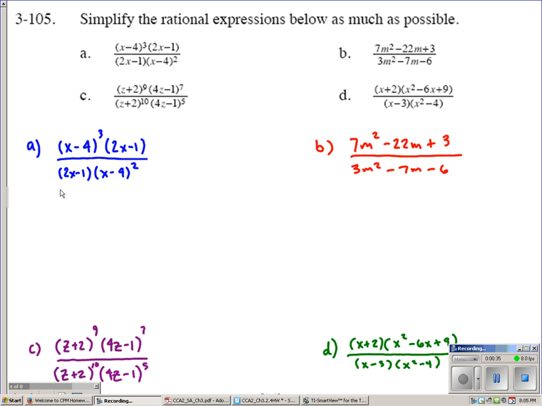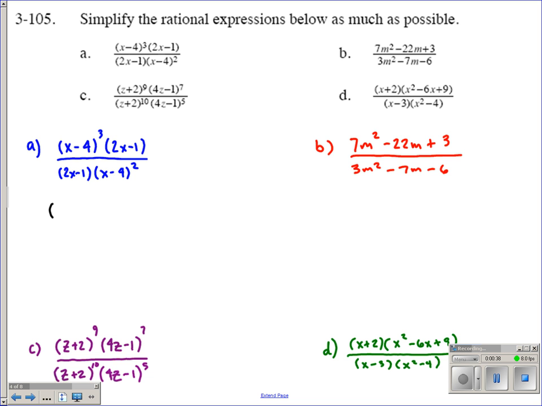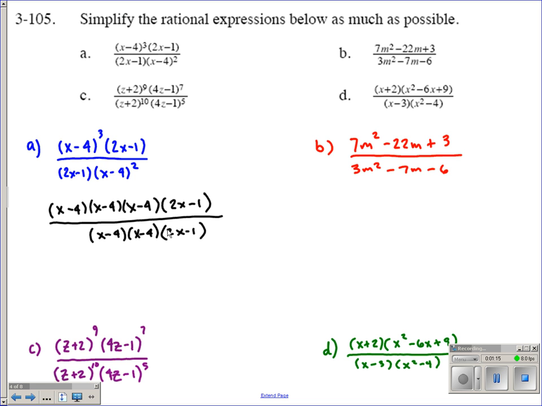I'm not going to do this on every problem, but this is going to be the same thing as saying if we had x minus 4 times x minus 4 times x minus 4, then times our quantity of 2x minus 1. Let me fix that right there. And that would have been over, and I'm going to rewrite the order here. I'm going to put my x minus 4s first. I'm going to have two of those. So I've got an x minus 4 times an x minus 4 times a 2x minus 1 here.